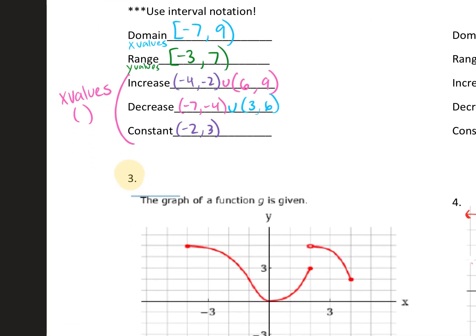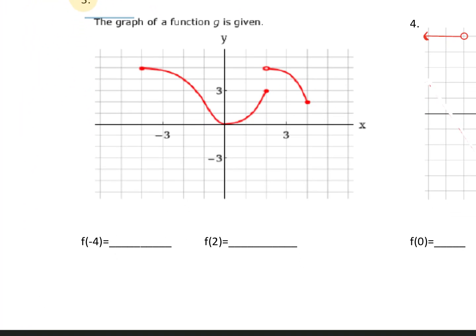Let's look at number 3. So the first thing number 3 asks us is to evaluate a couple values here. So it's asking for f of -4. Remember the number inside tells us what x to look at? And we want to give the y when x is that value. So we're going to go to where x is -4. And what's our y value when x is -4? 5.